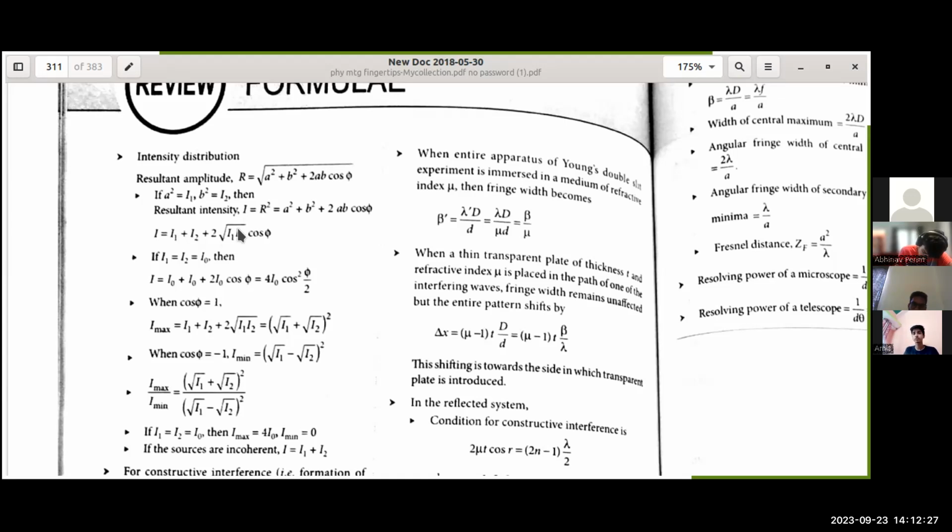Okay. This is your basic formula. This is the formula which you should always remember. So write it 3 times. Because from this formula, all the things which are asked in your exam are derived. I resultant is equal to I1 plus I2 plus 2 root I1 I2 cos phi. Always keep in mind this is intensity. In intensity it is I1 plus I2 plus 2 root I1 I2, and in amplitude it is A1 square plus A2 square plus 2 A1 A2.